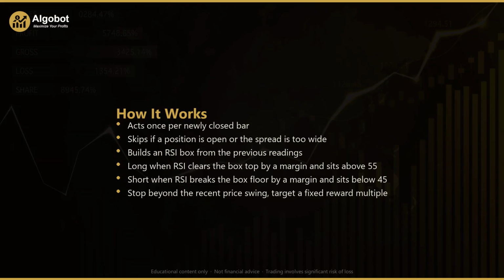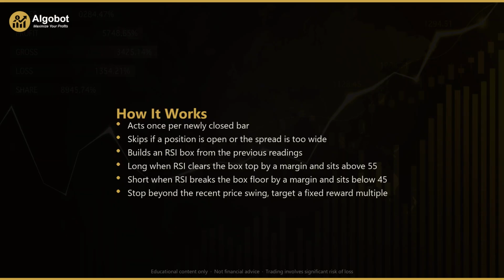Next, it builds the RSI box. It takes the previous 20 RSI readings, by default, and finds the highest and lowest values among them. The highest becomes the box top, and the lowest becomes the box floor. The RSI of the bar that just closed is then compared against those edges.